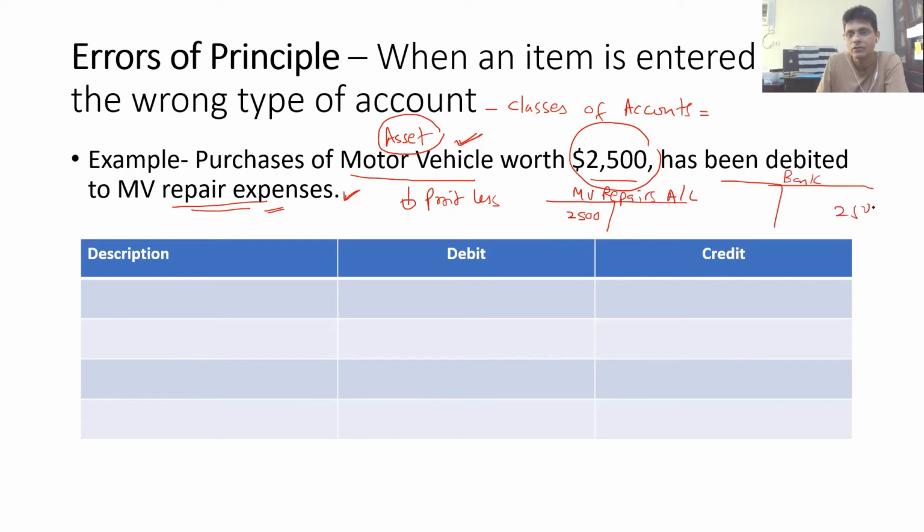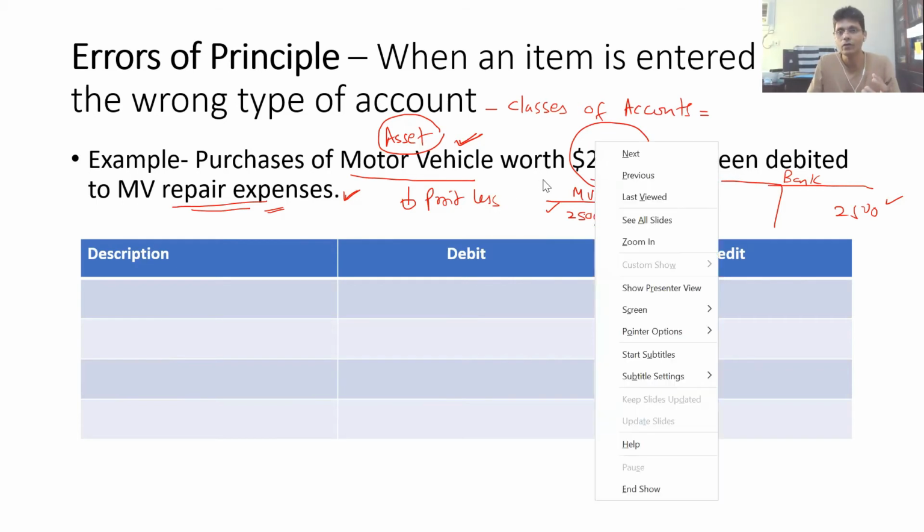Okay, so still the trial balance will balance. Okay, why? You debited motor vehicle repair expenses and credited the bank account. The trial balance will balance. As long as your debit and credits are equal, trial balance will balance. But there is an error. There is a fundamental error, principal error. What has happened? The motor vehicle is an asset account. Motor vehicle repair is an expense account.